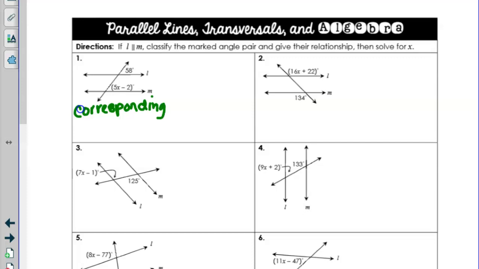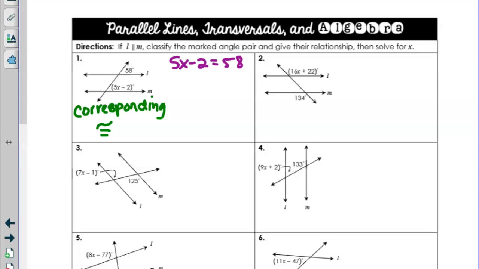What do we know about all corresponding angles? They equal the same thing. Yeah, they're congruent to one another. So if you identify that they're corresponding, and again, we know that the lines are parallel, then we know they equal each other. So what's our equation going to be for number 1? 5x minus 2 equals 15. Perfect.